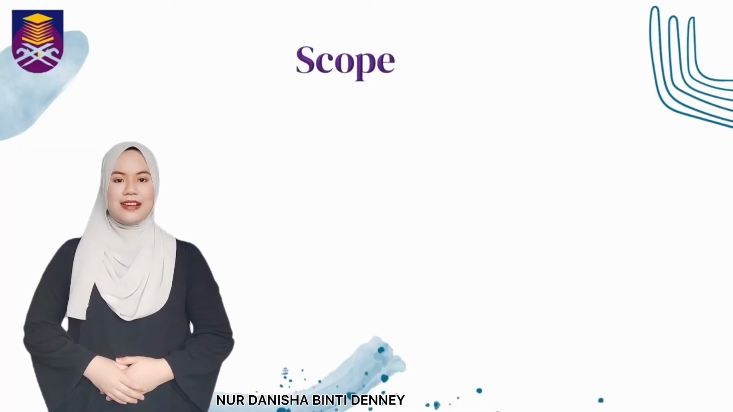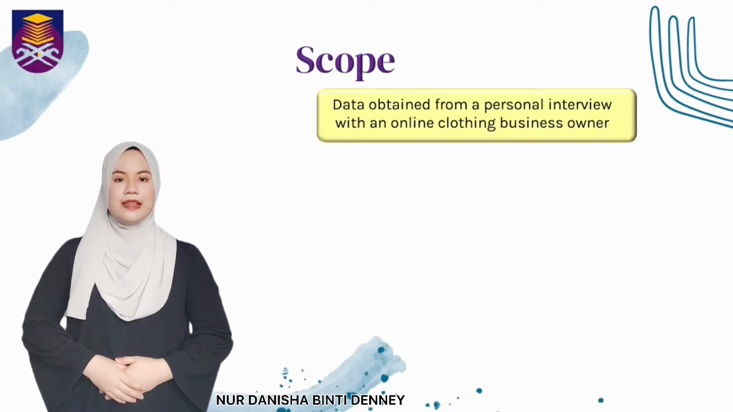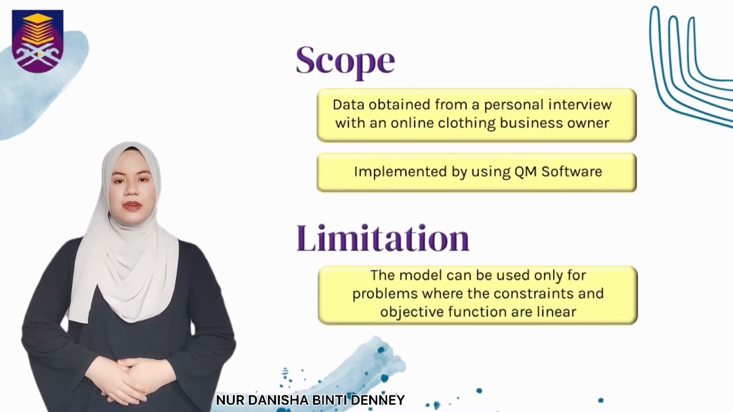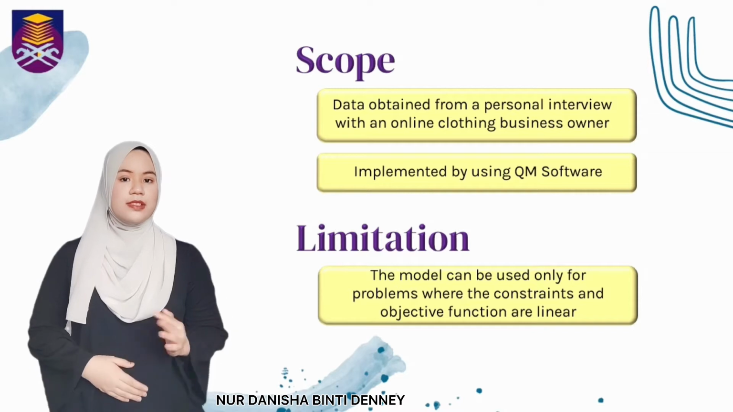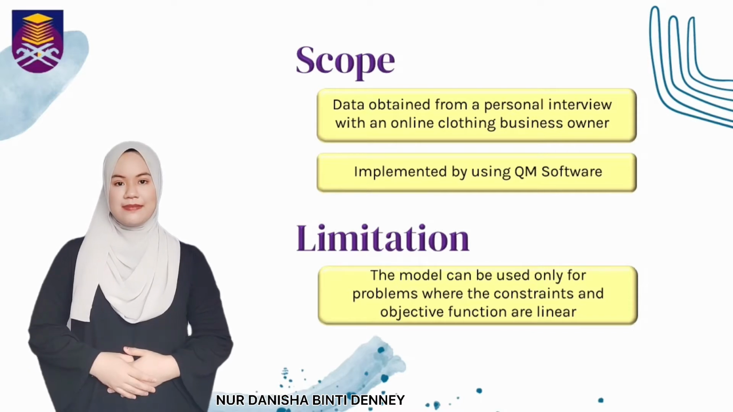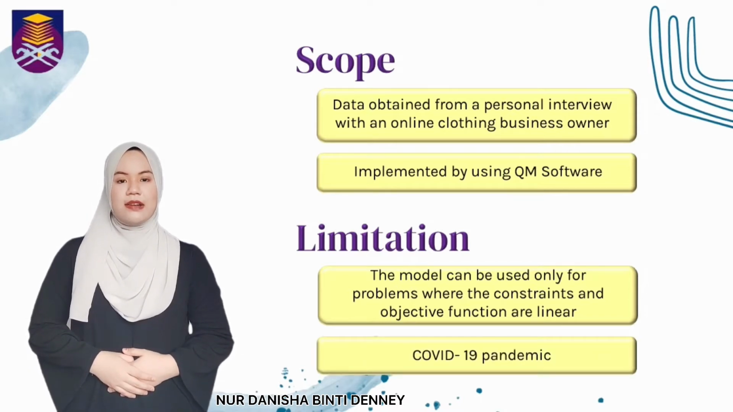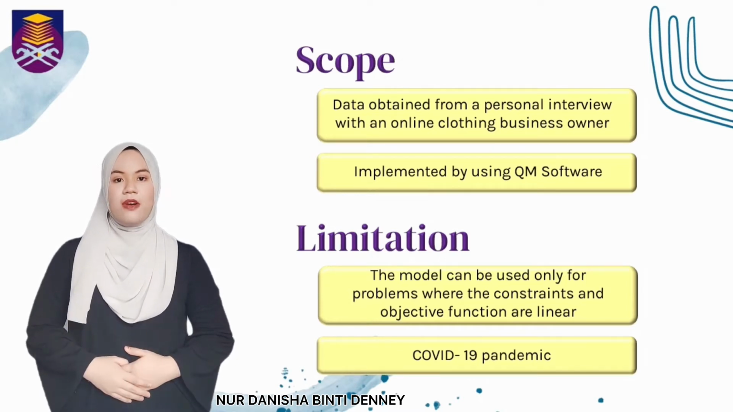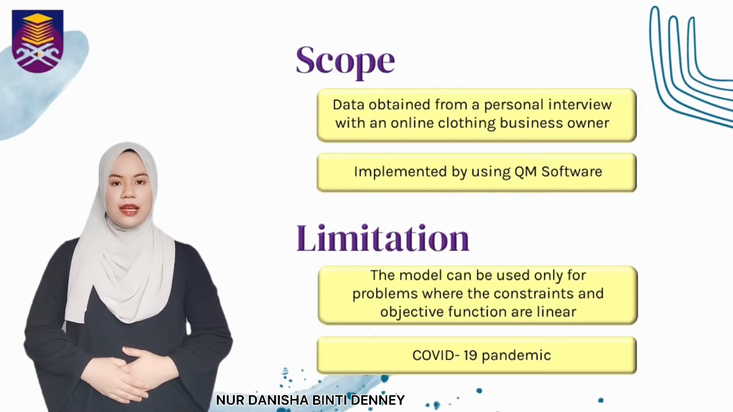This research focuses on the data obtained from a personal interview with an online clothing business owner, and this research was implemented by using QM software. For the limitation, this model can be used only for problems where the constraints and objective function are linear. Apart from that, since COVID-19 pandemic hit the country, any face-to-face activities should be avoided at any cost. Therefore, all the data were obtained from an online interview.